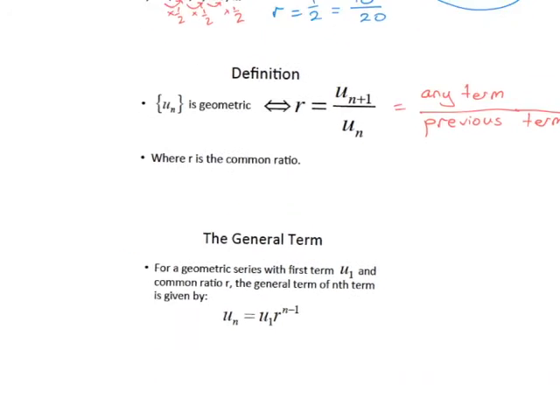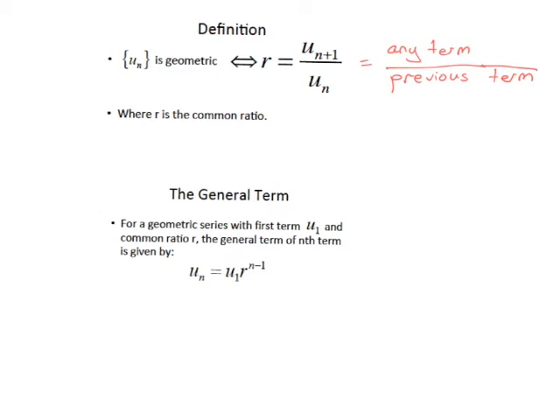All right. The general term. For a geometric series, I should have said sequence. Why should I have said sequence? Yeah, it's a list of numbers and that's what we're focusing on. We're actually not up to series yet. So I should have said sequence, sorry. With first term U1 and common ratio R, the nth term is given by U N equals U1 times R to the n minus 1.